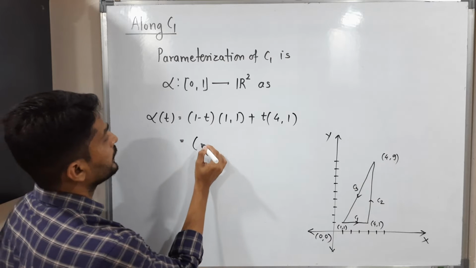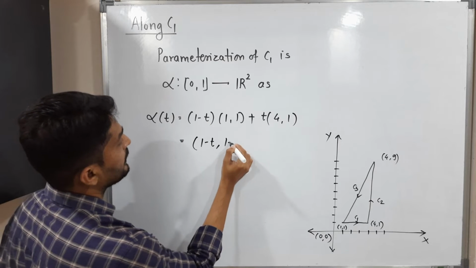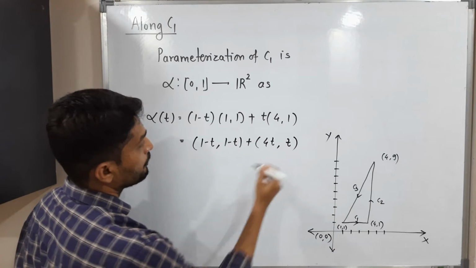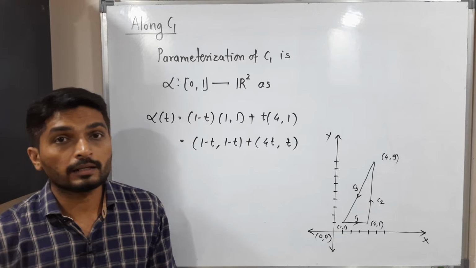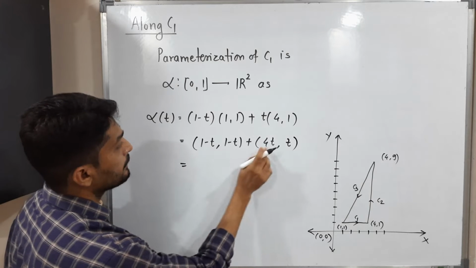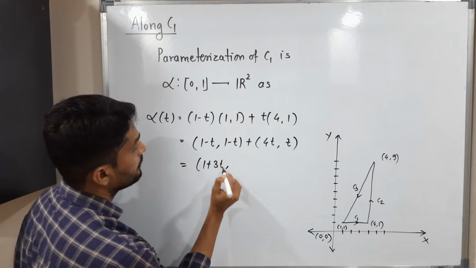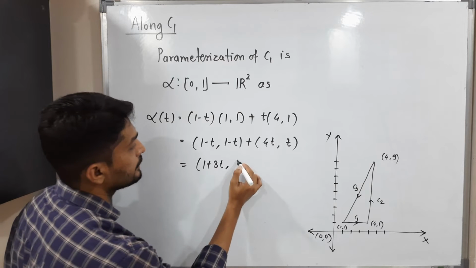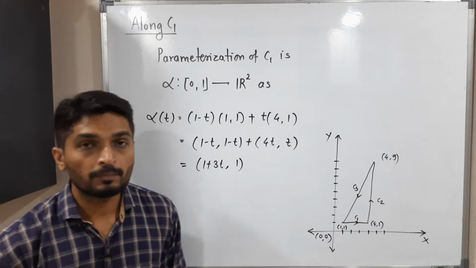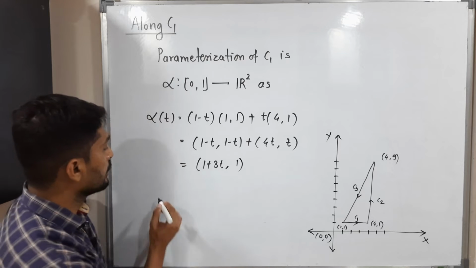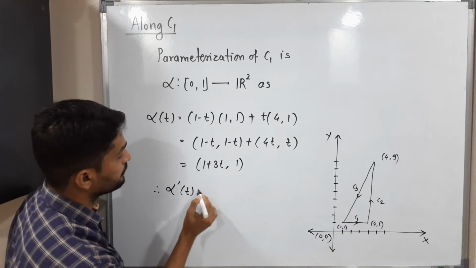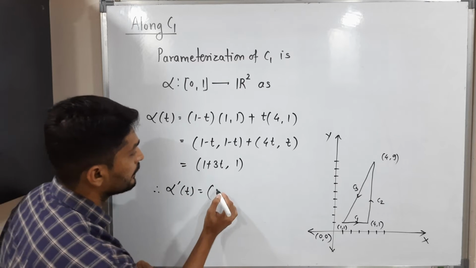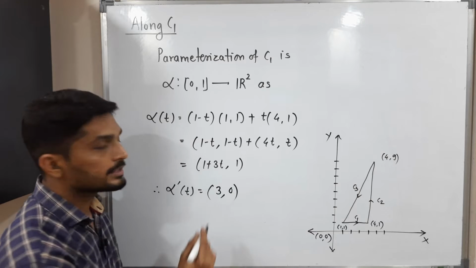So let us take the products: (1 minus t) times (1, 1) and t times (4, 1). After that we add component-wise. 1 minus t plus 4t gives 1 plus 3t. In the second component, 1 minus t plus t, the minus t and plus t cancel each other and we have simply 1. So alpha of t is (1 plus 3t, 1). After that we want its derivative, so let us find alpha dash of t. Component-wise, the derivative of 1 plus 3t is 3 and the derivative of 1 is 0. So alpha dash of t is (3, 0).